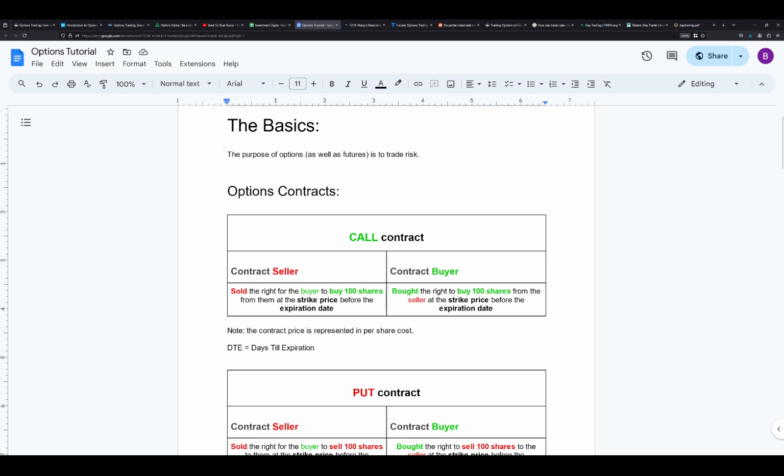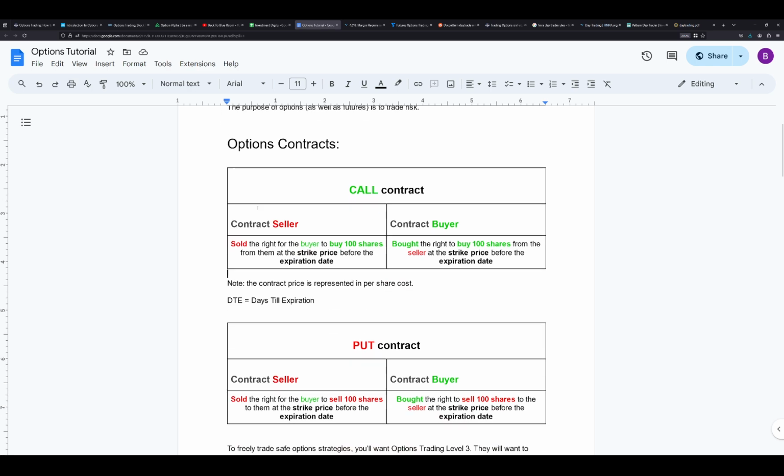So you have two types of options contracts. You have the call and you have the put. I've got them color coded in an appropriate way here, so you really understand. A call is essentially about buying or expecting the stock to go up, and a put is about selling and expecting the stock to go down.